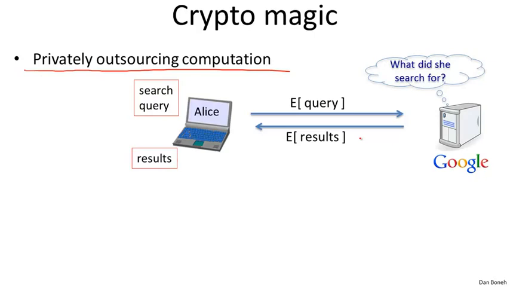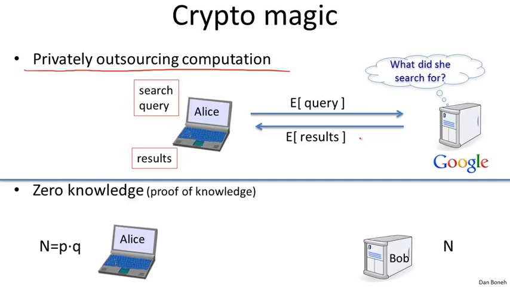But nevertheless, just the fact that this is doable is already really surprising and is already quite useful for relatively simple computations. So in fact, we'll see some applications of this later on. The other magical application I want to show you is what's called zero knowledge. And in particular, I'll tell you about something called the zero knowledge proof of knowledge.